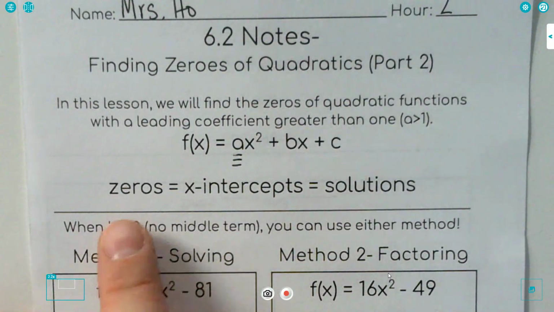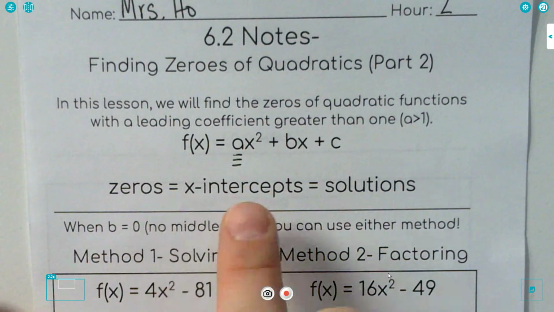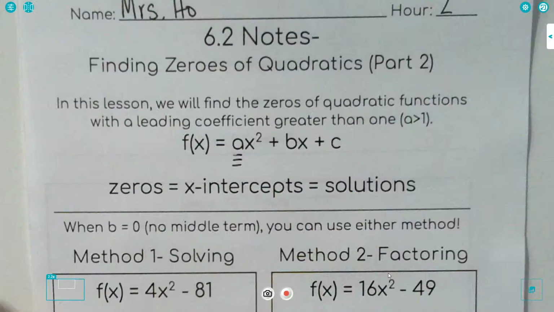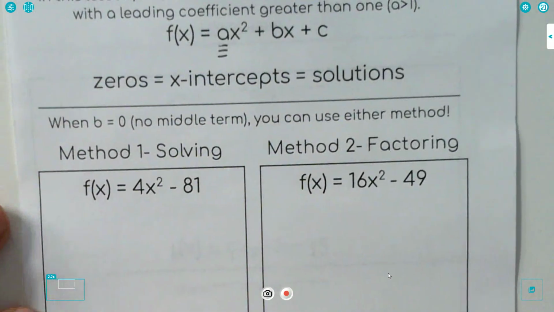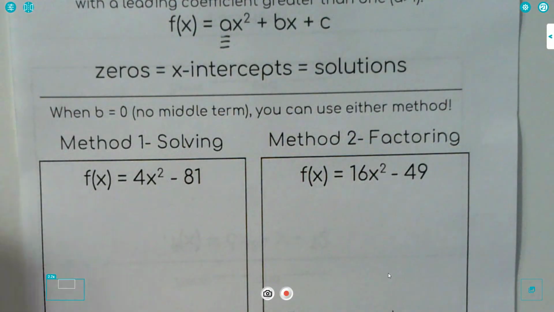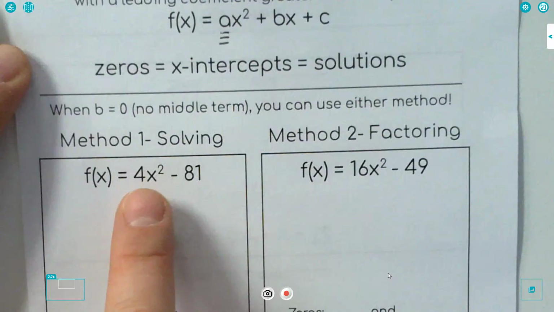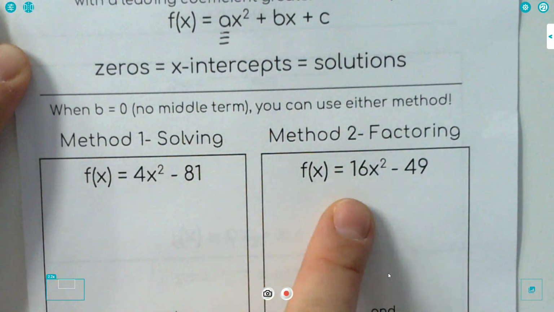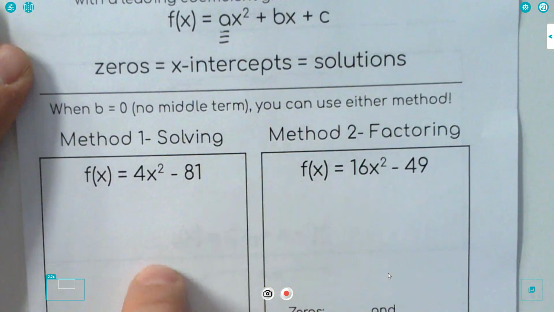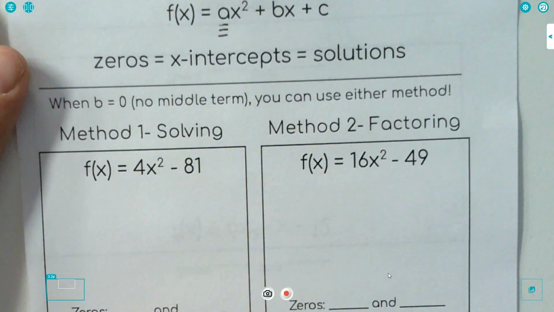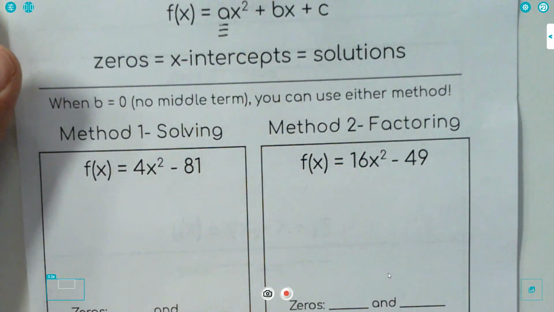I have again here, because I keep using them interchangeably, zeros, x-intercept, solutions. They all mean the same thing. They get used interchangeably. We are going to use the same two methods, solving and factoring, and we're going to talk about when we can use them. On the front side of our note sheet here, all of these problems have b equaling 0. There's no middle term. So it's just the x squared and the number. For this, you can use either method that we learned on Tuesday.